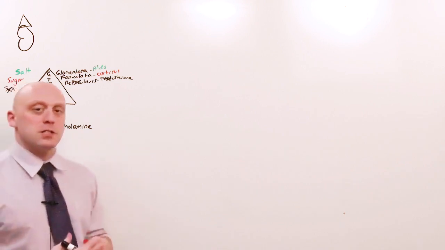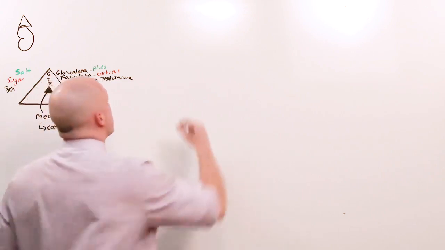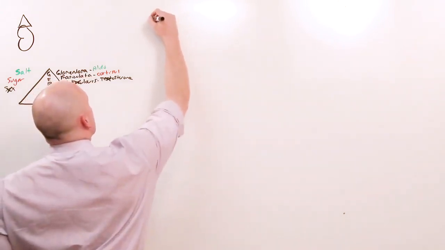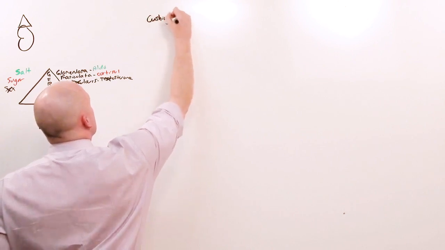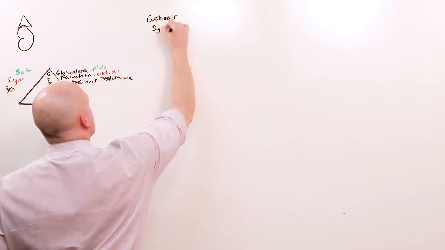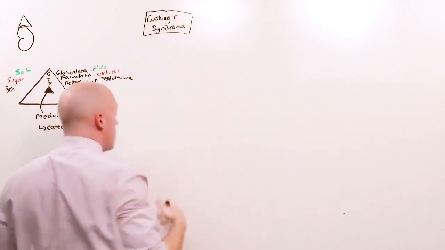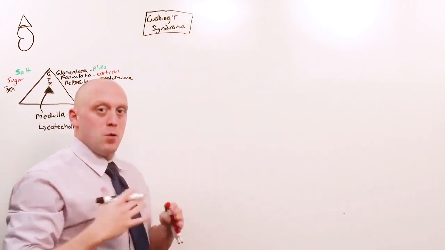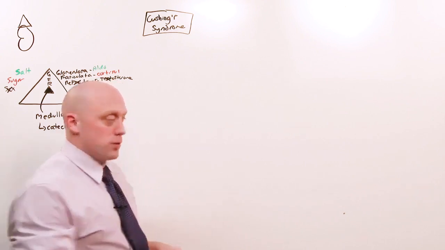So let's tackle these diseases one at a time, and we're going to start off with Cushing's. So cortisol excess causes Cushing's syndrome. And Cushing's syndrome can be caused by one of four things. One set is ACTH driven, the other is cortisol driven.